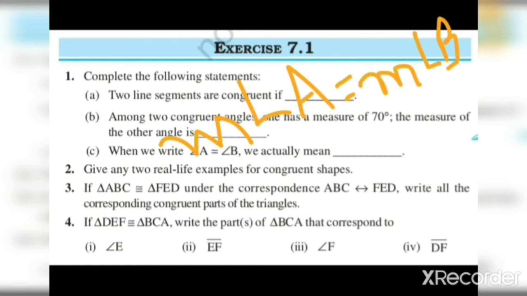Question 4. If triangle DEF is congruent to triangle BCA, write the parts of triangle BCA that correspond to these 4 parts. The same way as we did example 1, draw 2 triangles, find out the corresponding parts and write the answers. Very easy. In this way you can solve exercise 7.1.